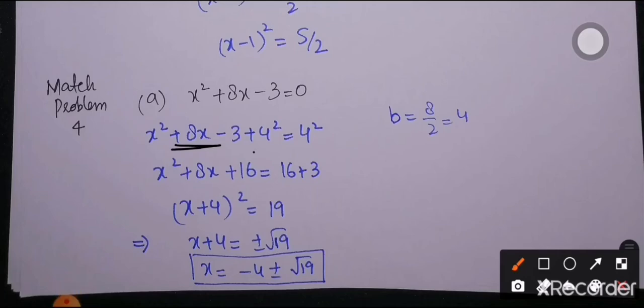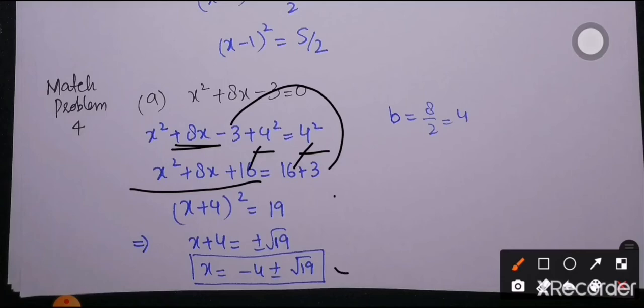So I'm going to add 4 square on both sides of the equation. So x square plus 8x plus 16 will be equal to 16 plus 3. This 4 square is 16, and this minus 3 becomes plus 3 on the other side. This expression will be x plus 4 whole square is equal to 19. Now taking square root on both sides, x is equal to minus 4 plus minus the square root of 19.